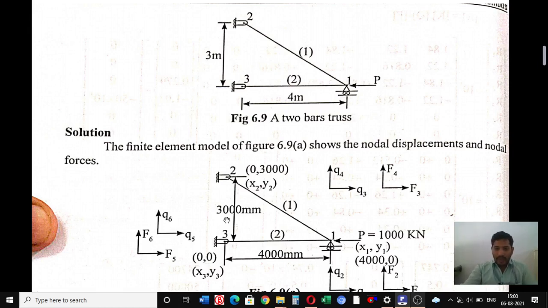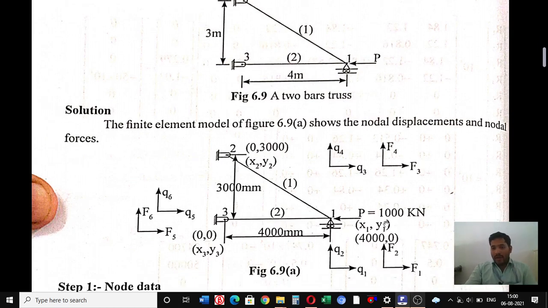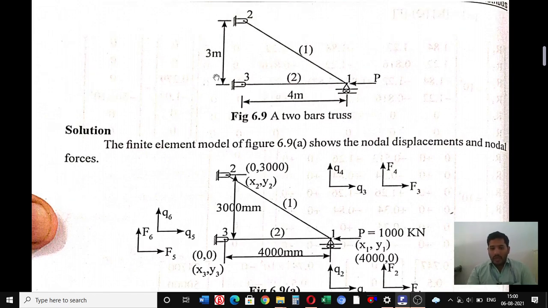Clear here? Then how much load did we apply here? We applied 1000 kilonewton at node 1. Clear? In this problem we consider this point as the origin. You can consider anywhere, it is no problem. If you consider from this side, then the values become 0, 0. Again, if you measure the distance from the third node to the first node in the x direction, how much distance is given? 4000. In the vertical, 0. So x1 is 4000, y1 is 0.